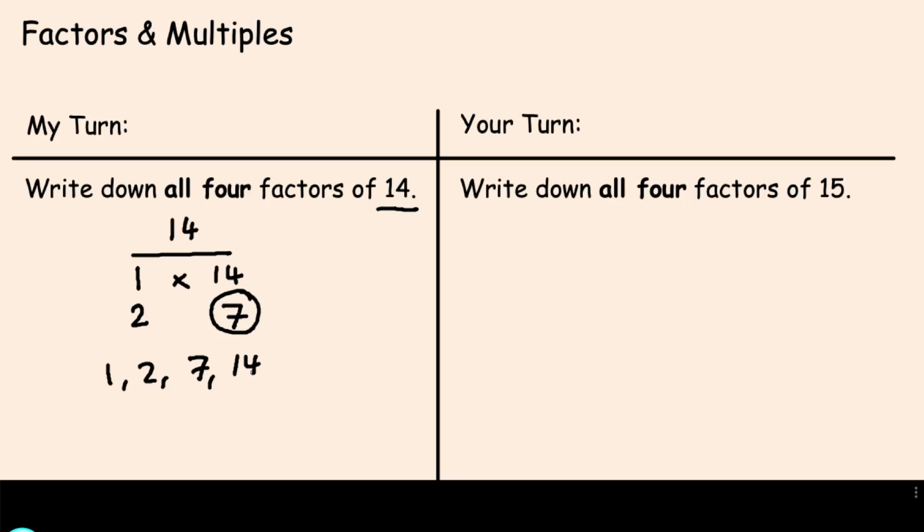Right, okay, so factors of 15. Write down the number 15. 1 times 15, obviously. 2 isn't a factor because 15 is an odd number, but 3 is. So 3 times 5 gives me 15. 4 is not a factor, and then we're done because we're back to 5 again. The numbers are 1, 3, 5, and 15.